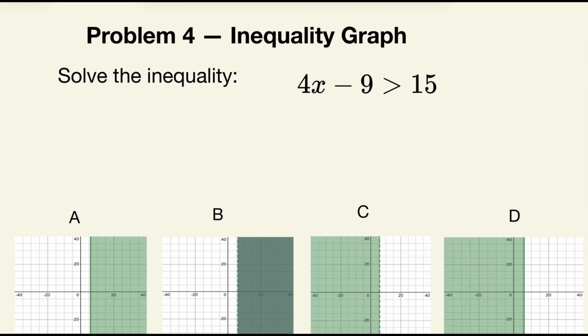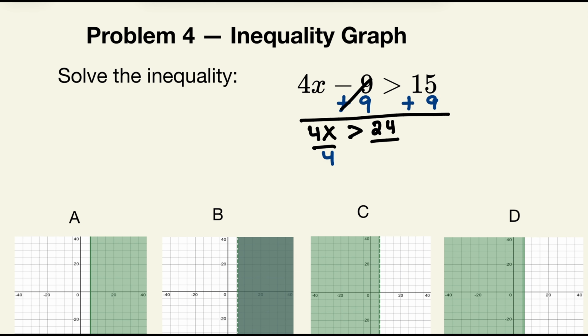Here in problem number 4, we're going to solve this inequality. 4x minus 9 is greater than 15. So let's go ahead and add 9 to both sides. Okay, so on the left, we are left with 4x. The 9's cancel out. 4x is greater than 15 plus 9 is 24. Now divide by 4. And x is greater than 6.